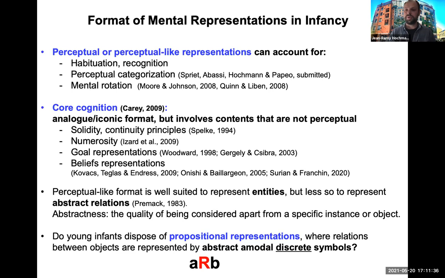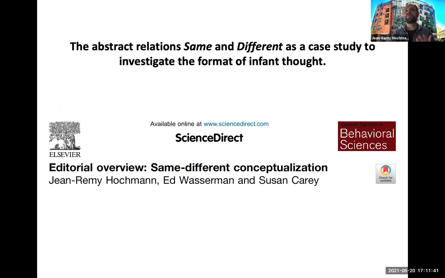So all this is to introduce the idea that looking at abstract relations, and I'm going to focus now on the relation same and different, is a case study to investigate the format of infant thought. And I want to take this opportunity to advertise a special issue that we just published earlier this year in Current Opinion in Behavioral Sciences, that we co-edited with Ed Wasserman and Susan Carey, that presents a lot of different views about same and different. And so you might find more information than what I'm going to discuss in this talk.